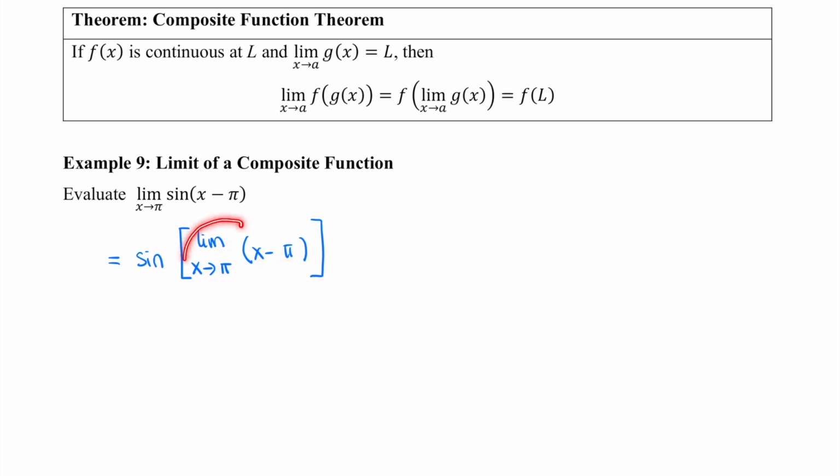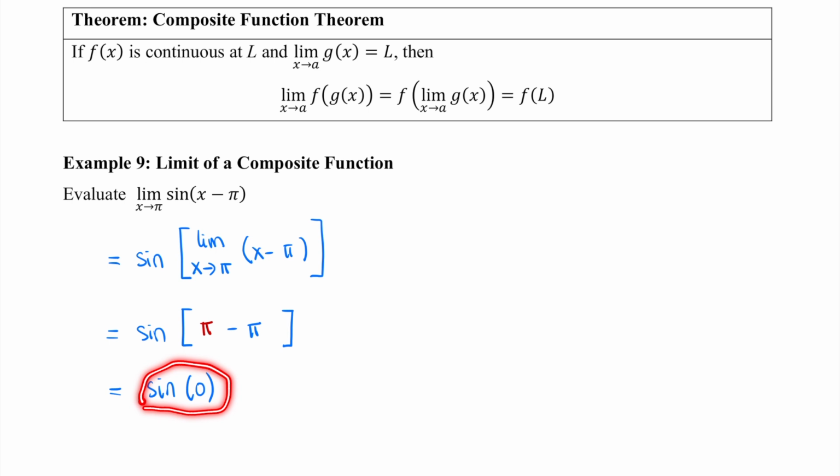Now let's evaluate the limit. We will substitute x with pi. Pi minus pi is 0. So the limit of x minus pi as x approaches pi is 0. Now I have sine of 0, and sine of 0 is 0. So the limit of sine of x minus pi as x approaches pi is 0.